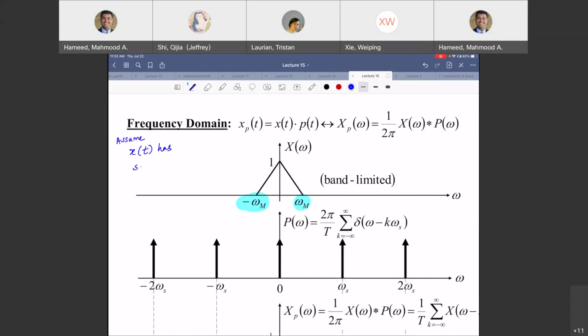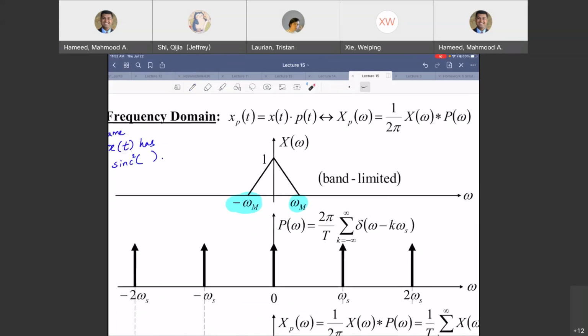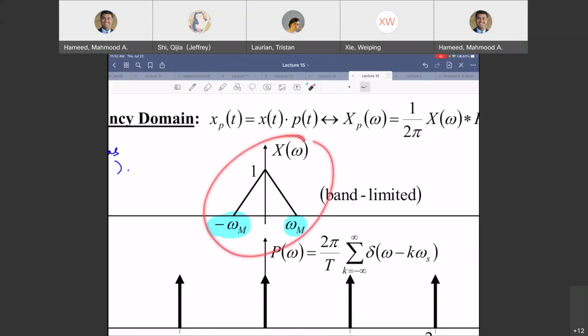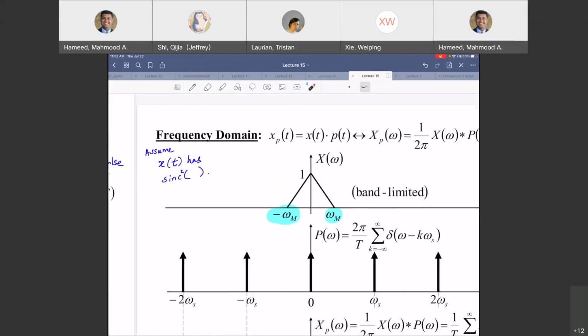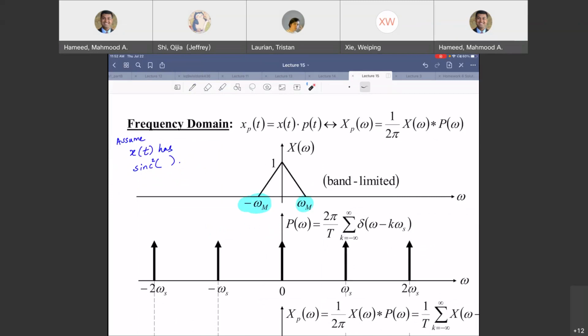Sinc squared, perfect. You guys have become so good at this. Yeah, it has a sinc squared shape. Next, X of omega is a triangle. It is band limited to omega m. What did I do in time? I multiplied in time a sinc squared signal with an impulse train. That's what I did in time, right?